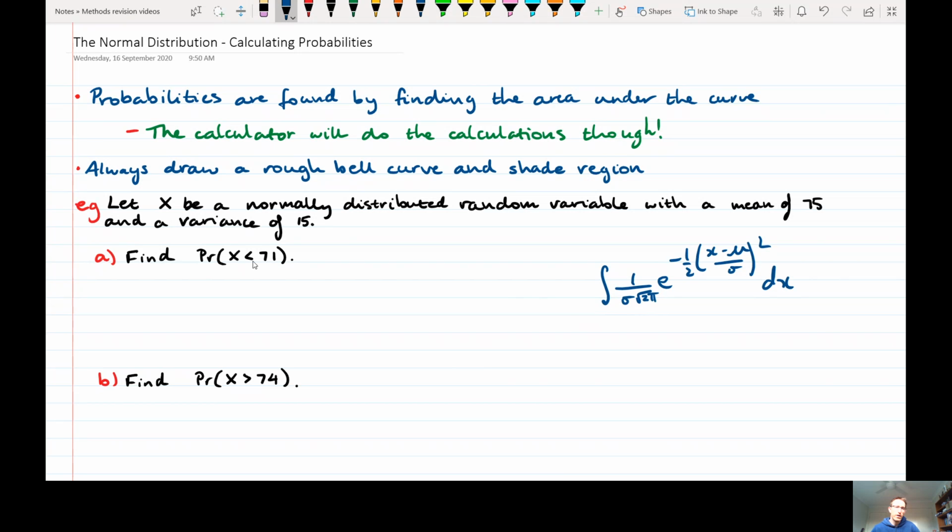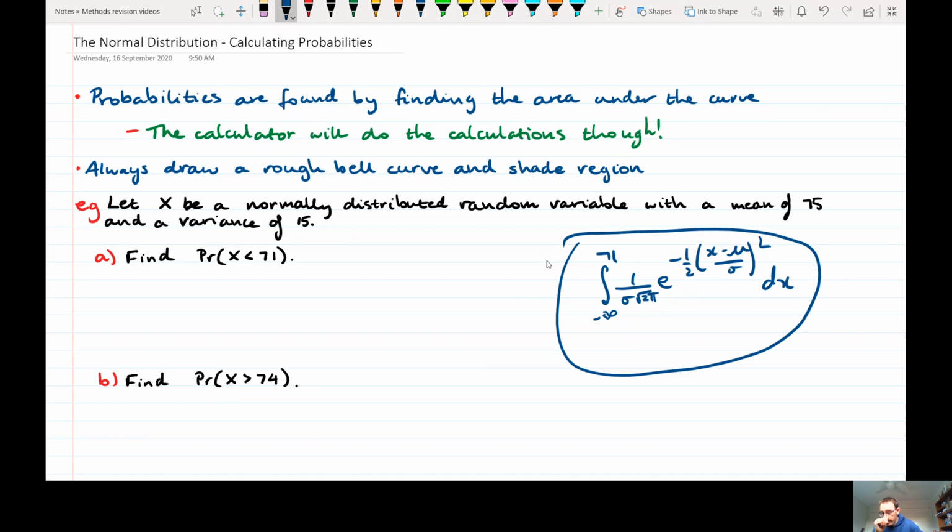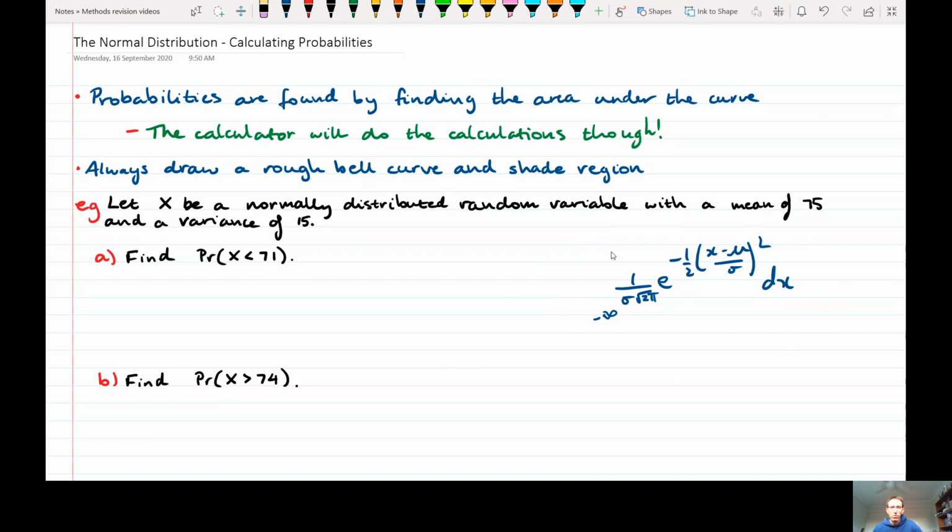Now, if you're asked to find the probability of less than 71, that means you need to calculate this integral. By hand, you are not going to be able to do that. It's going to take you forever to type into a calculator. Instead, we're going to use the inbuilt functions in our TI to calculate this for us. What I will encourage you to do is draw a bell curve every time, marking in the mean, and then shade the region you want, which will give you an idea of what size of probability you're expecting. So let's do that before we do calculations.